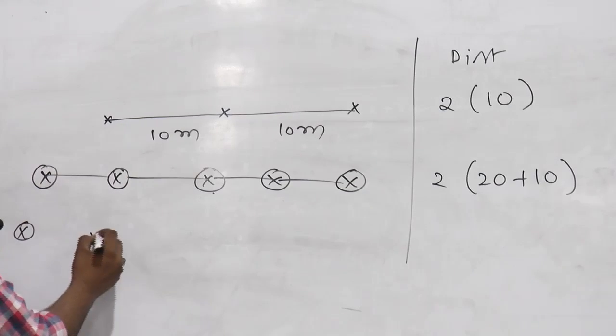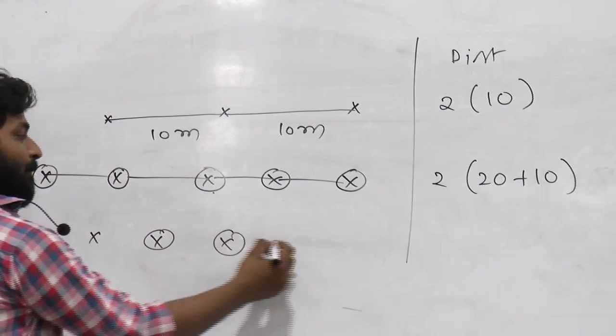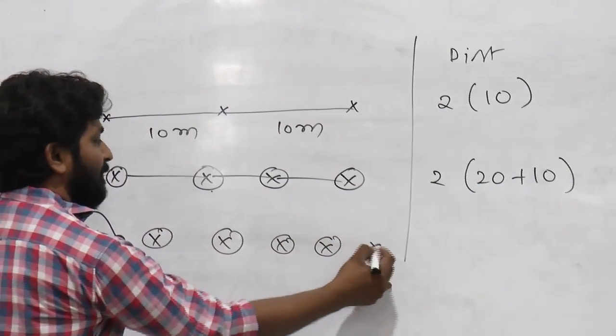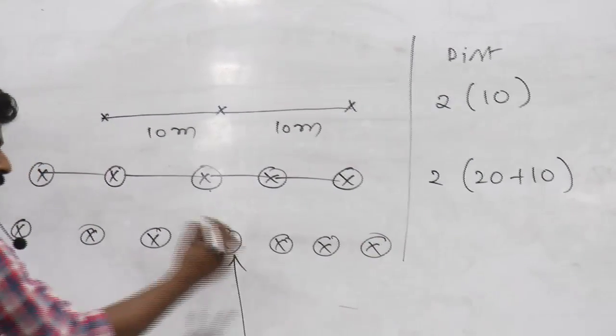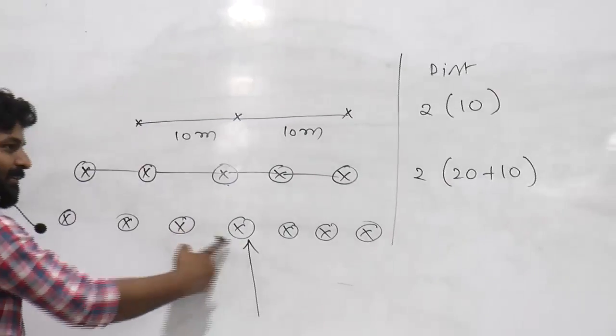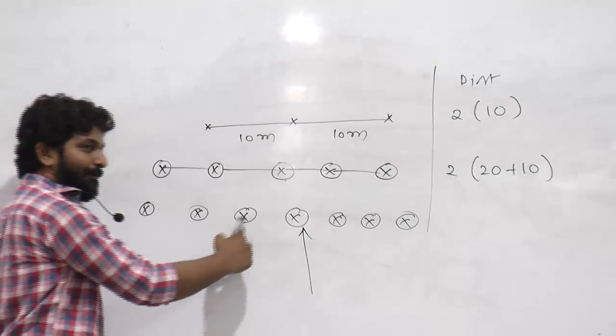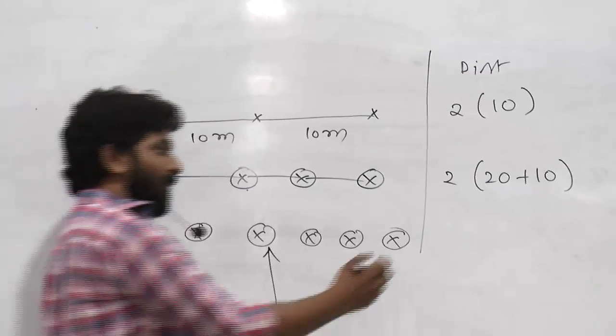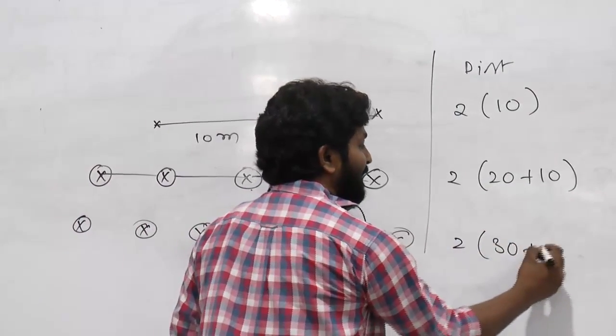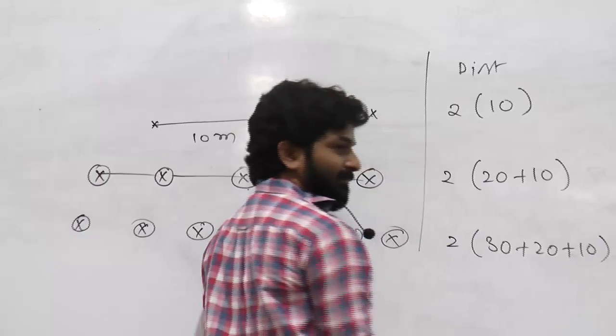And if we have 7 persons, can you tell me? This is the middle one's place. This guy will travel 30 plus 20 plus 10, and the other side also will take the same. So that is 2 into (30 plus 20 plus 10).